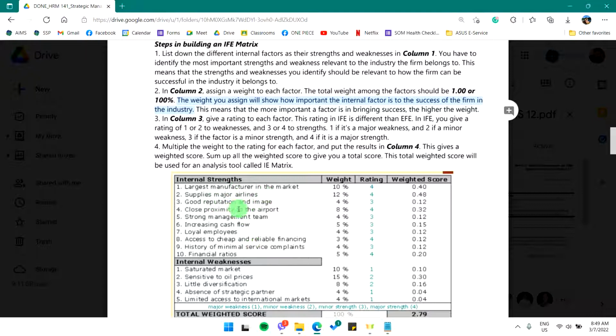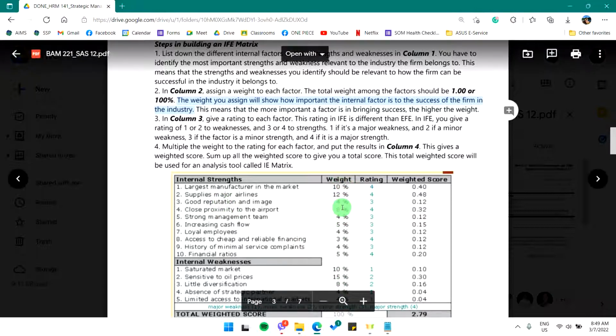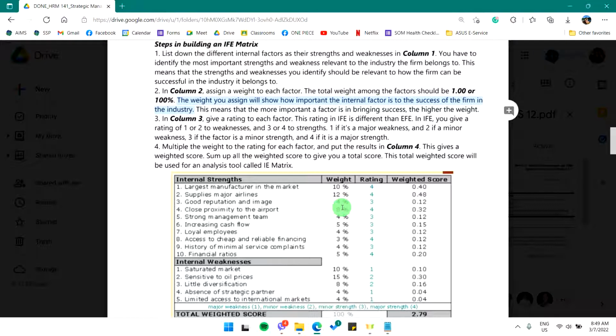Itong good reputation and image ba? Maganda ba yung strength para makapag-contribute sa success ng company natin? So, ganun po ang pag-assign ng weight value dito sa each key factor. And again, this will all be up to you as the business owner or as the student.